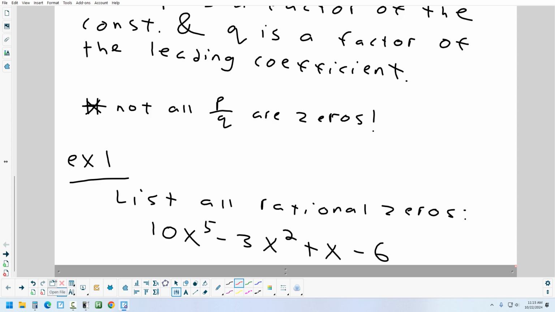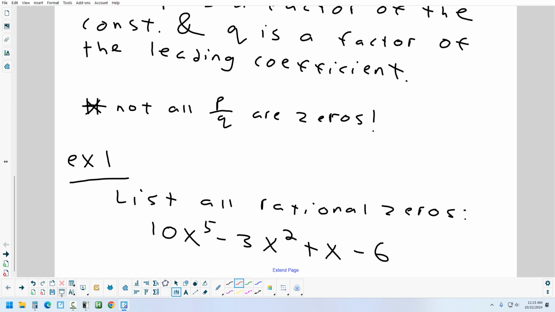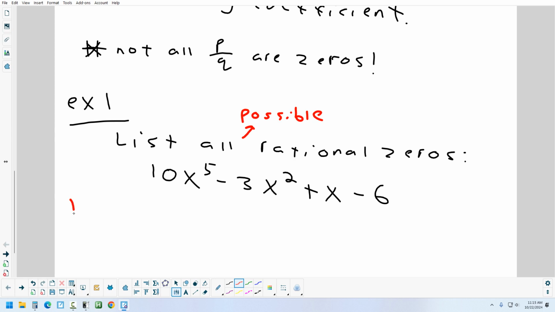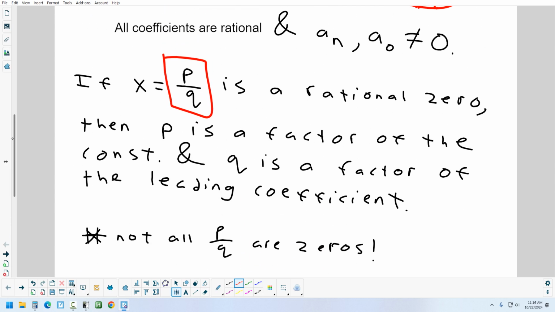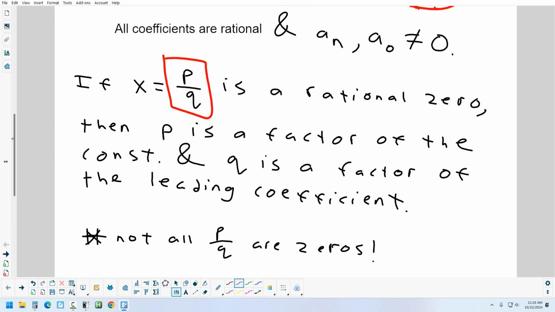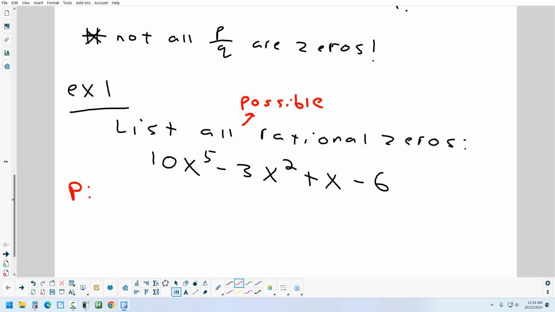Okay, so here's our problem. It says to make a list of all possible rational zeros. So what we're going to do is just make a list of possibilities. The first thing to do is identify all the values that could be in the top of the fraction. Those are all the factors of the constant. What is the constant in that problem?